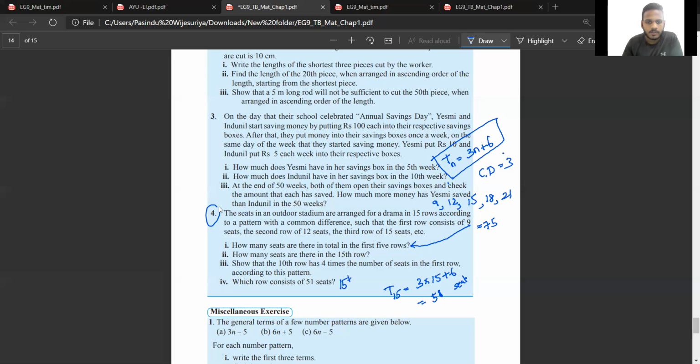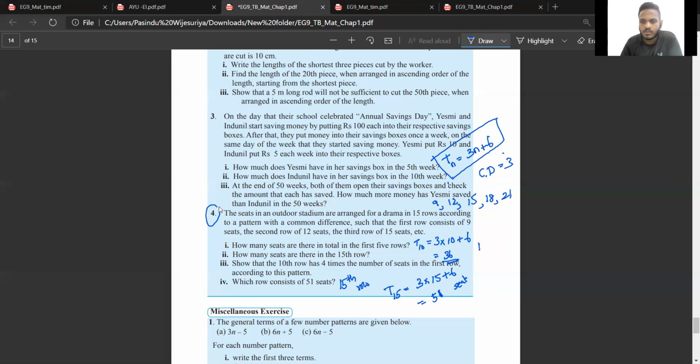Then the 10th row has 4 times the number of seats of the first row. So I'm going to erase this part to get a bit of space. You can note down and pause the video and check those if there's anything that you have missed. T10 equals 3 into 10 plus 6. So 30 plus 6 is 36. Then 4 times, we have to check.